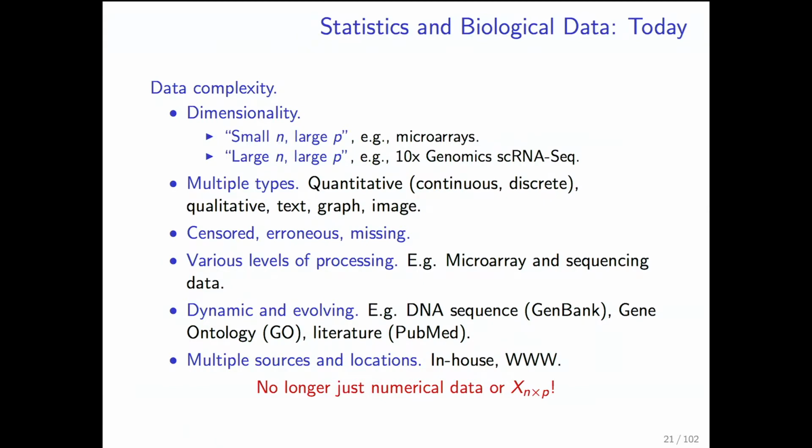The data can be censored, erroneous, or missing. They come at various levels of processing, like in microarray experiments, where you can have image data, or base calls, or already summarized expression measures. The data are dynamic and evolving. Just think about DNA sequence databases or literature databases. And they come from multiple sources and locations. So we're no longer just dealing with cute little N by P matrices.